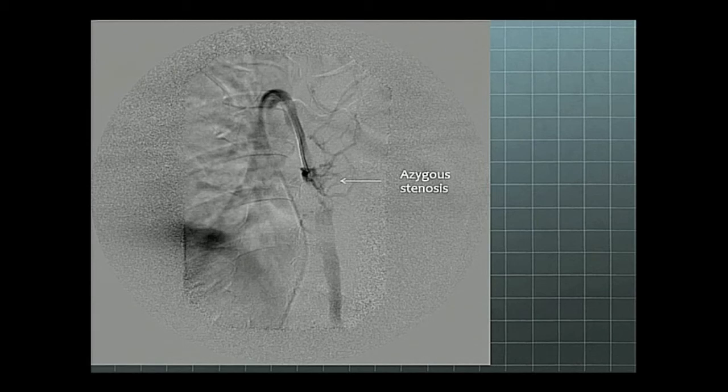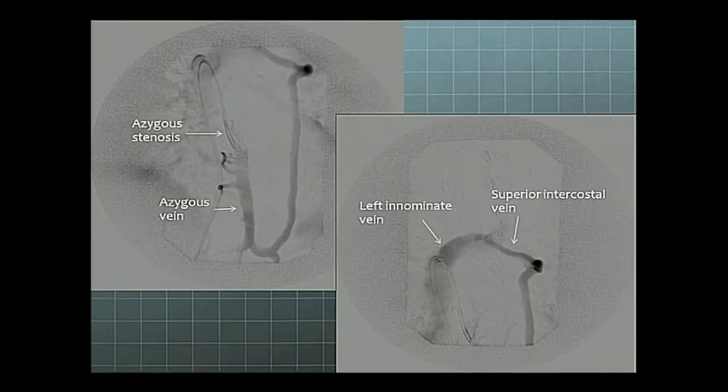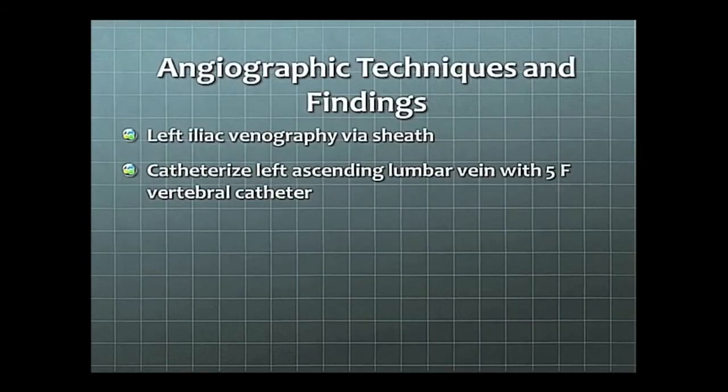You see a small arch, azygos arch here, a great big, somewhat dilated azygos more peripherally. I put my catheter down, and it's very dramatic. The flow is all retrograde through a big collateral, probably going up into the superior intercostal vein, into the left brachiocephalic, and we dilated this as well.